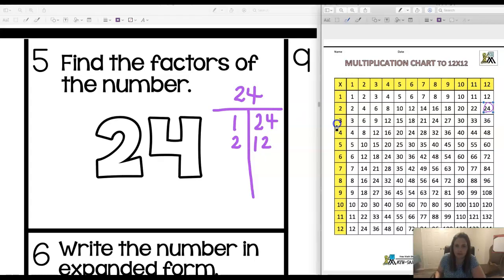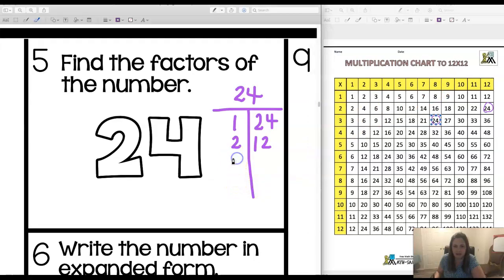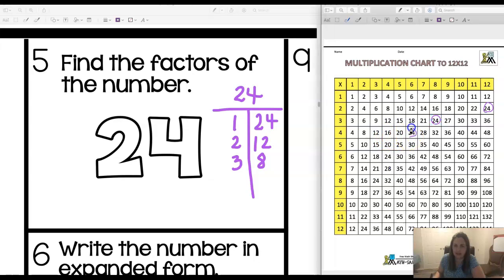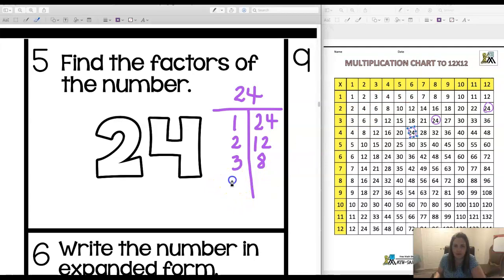Then I'm going to go and I'm going to look through my 3s. 3, 6, 9, 12, 15, 18, 21. I see 24 again. Follow it up, 8. So 3 times 8 will also be a factor. Then I'm going to go to my 4s. 4, 8, 12, 16, 20. I see 24 again. Follow it up. I see 6. So 4 times 6 is a factor.